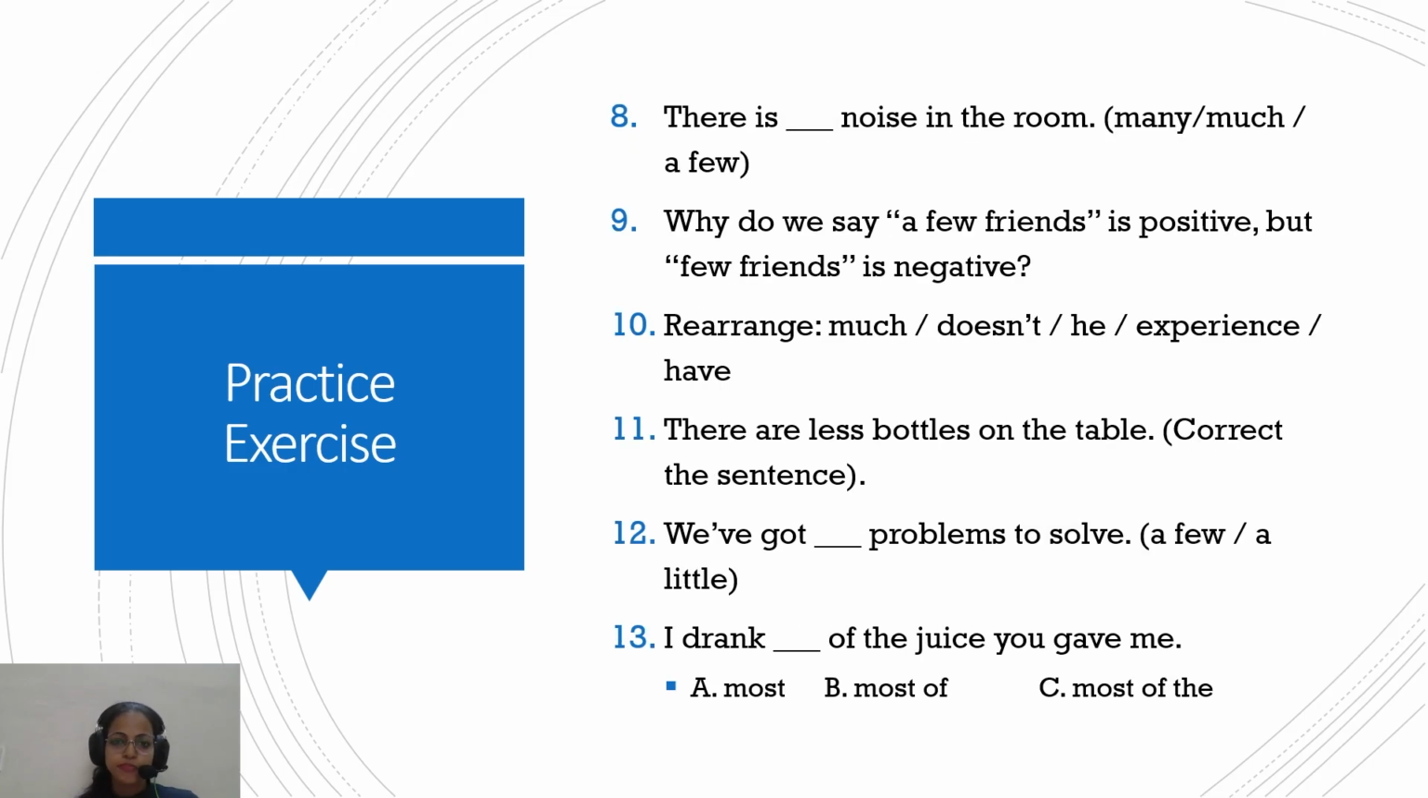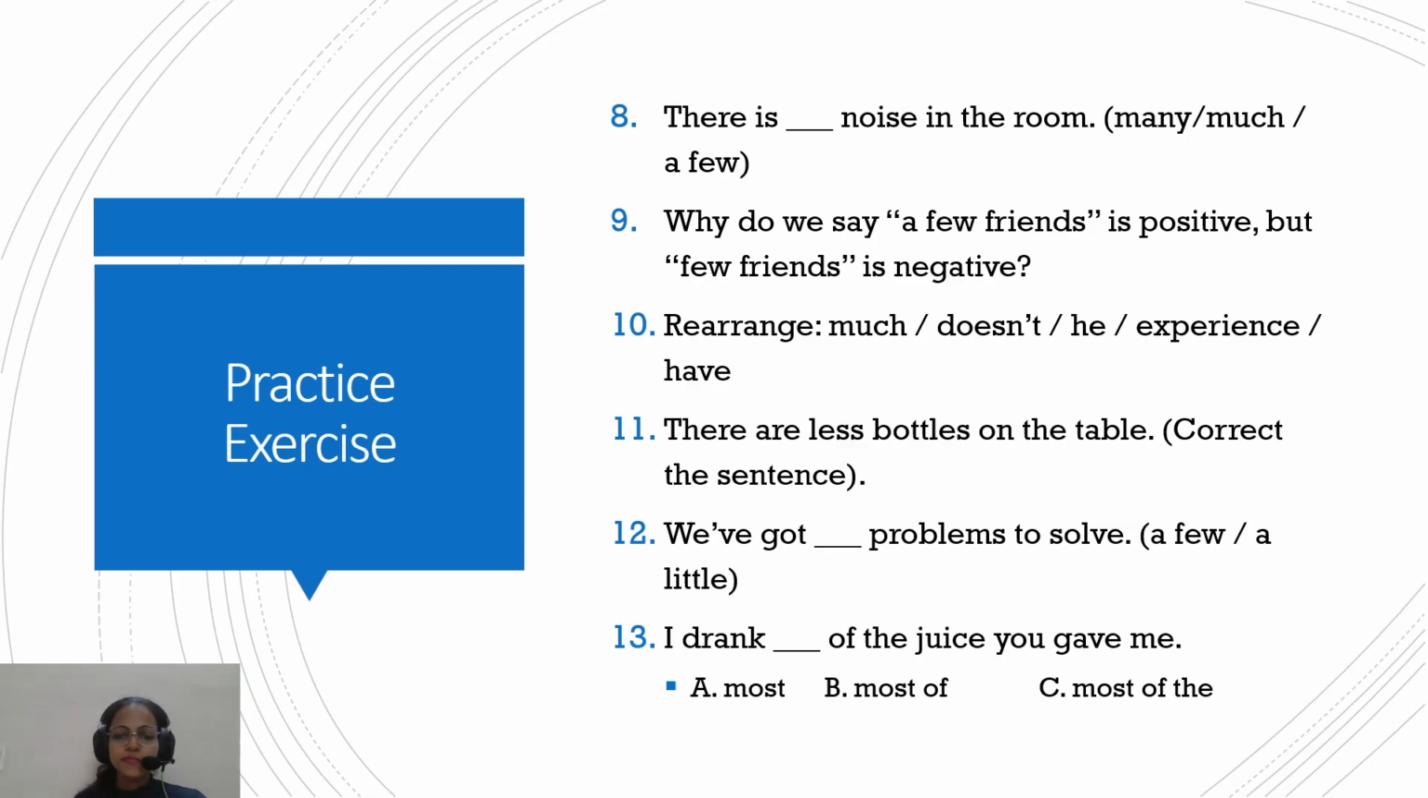There is dash noise in the room. Much, many, a few. So noise is again an uncountable noun. So we will use much. There is much noise in the room because many and a few are used with countables. Why do we say a few friends is positive and few friends is negative? We have discussed this. So please think of the answer in your mind or you at least say it out loud. That would be better.